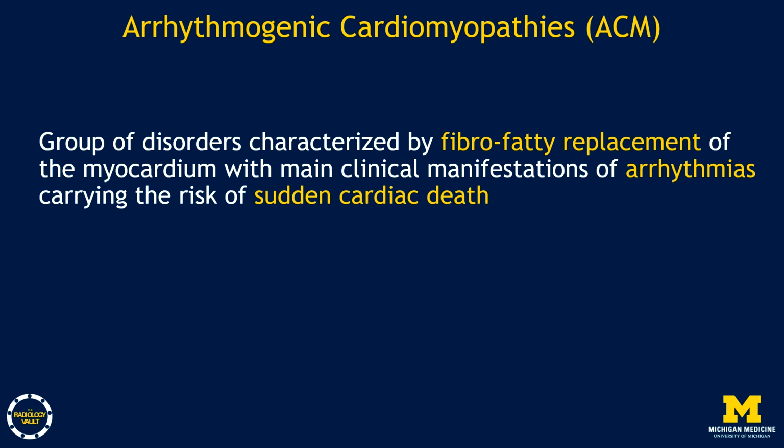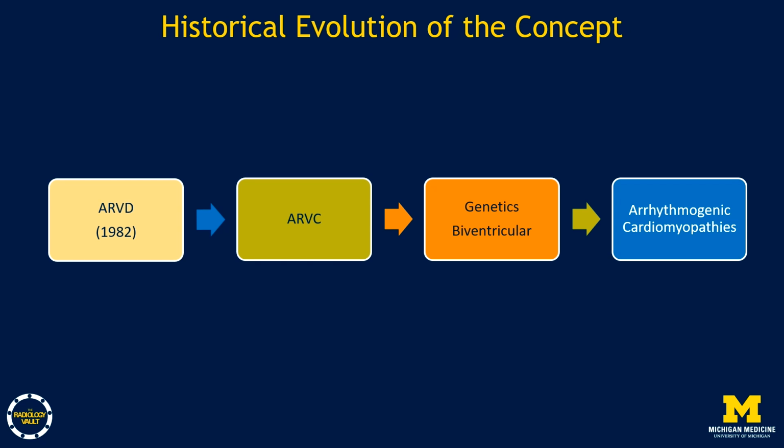Arrhythmogenic cardiomyopathies are a group of diseases where the myocardium is replaced by fibrofatty tissue. This can lead to arrhythmias and an increased risk of sudden cardiac death. The first of these conditions was identified in 1982, described as a syndrome involving right ventricular dilation, RV wall motion abnormalities, ventricular arrhythmias, and fibrofatty replacement of the myocardium.